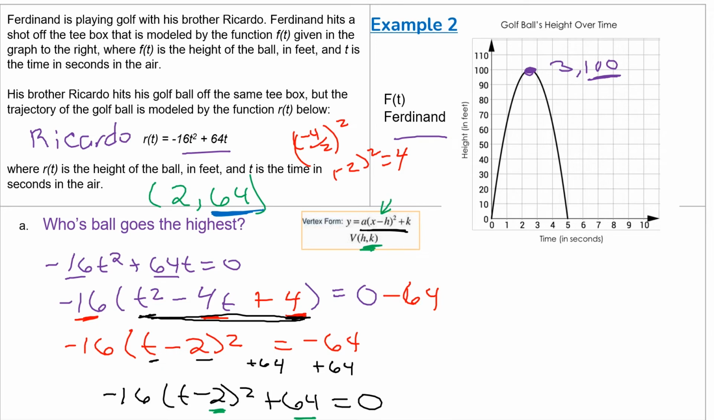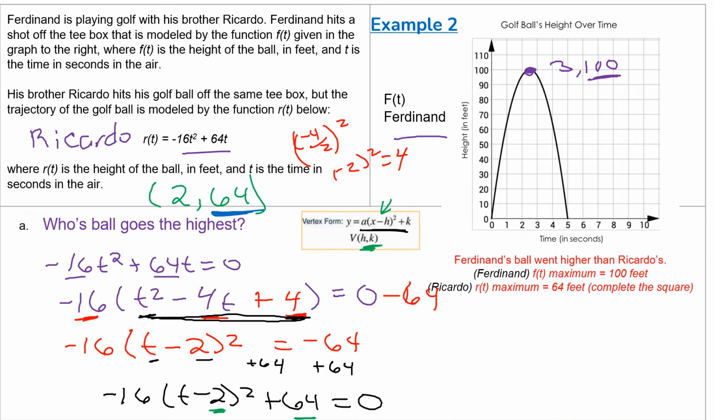So whose ball goes the highest? That would be Ferdinand. Ferdinand's ball went the highest because his went up to 100 feet, whereas Ricardo only went up to 64 feet.